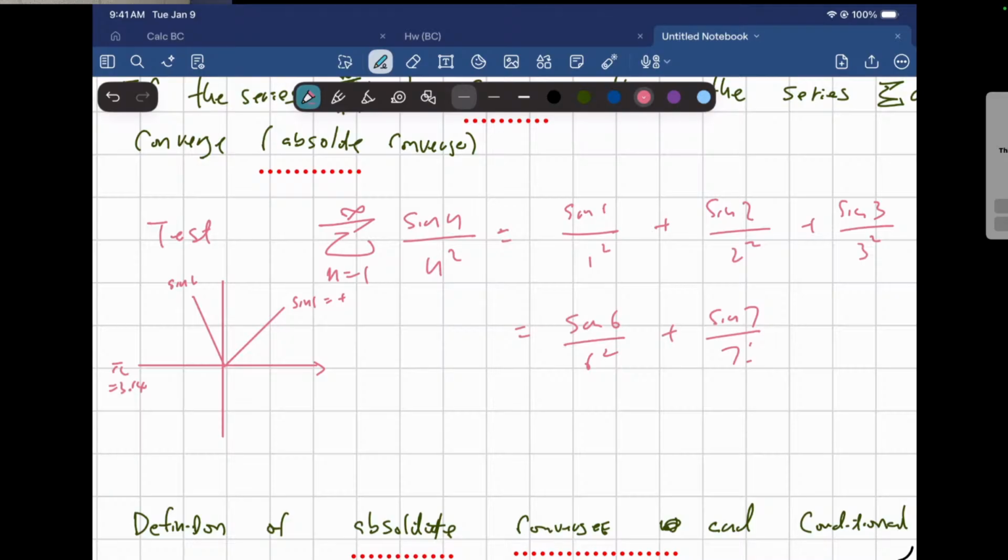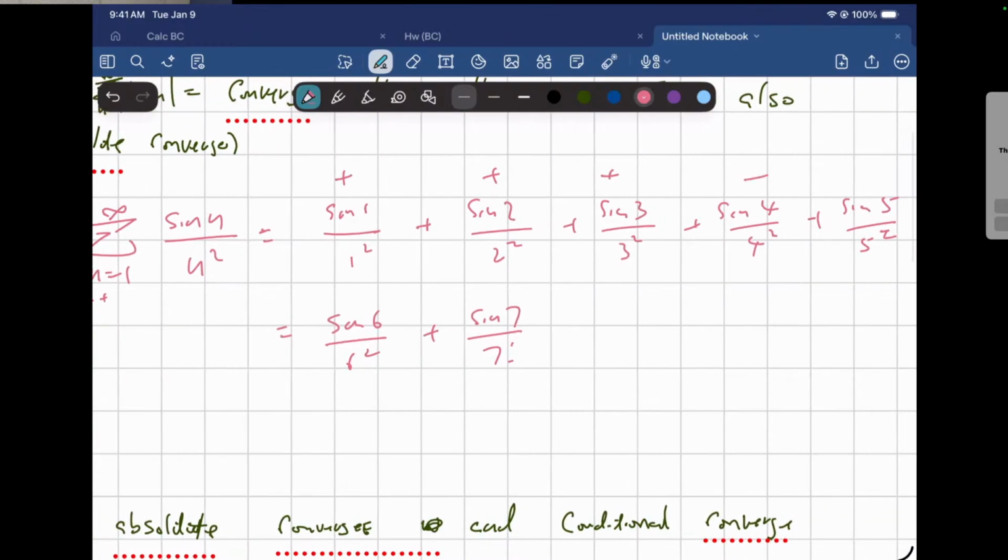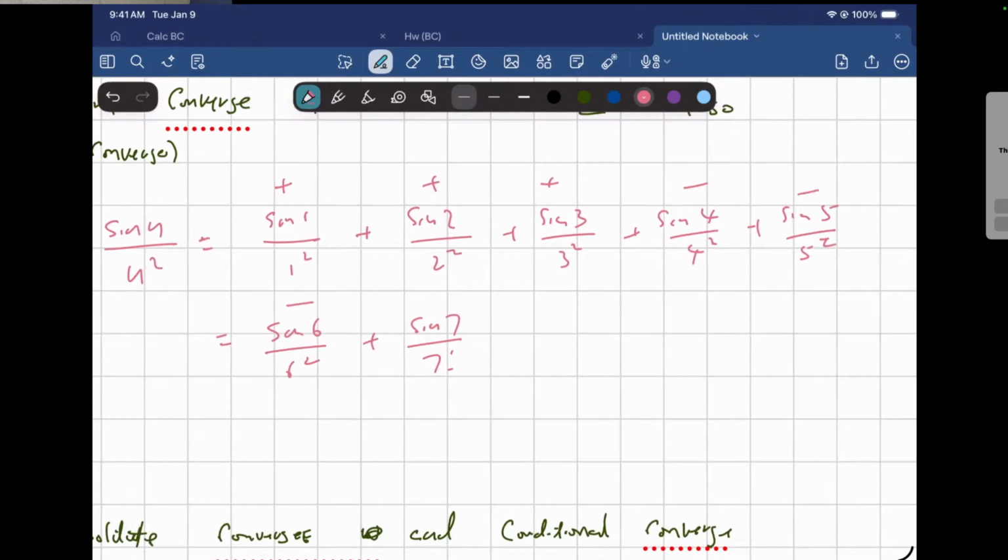It's still positive. Sine of 3 is here. Then it's still positive, right? So technically this is positive, positive, positive, negative, negative, negative, positive. Because 6.28 is still negative.